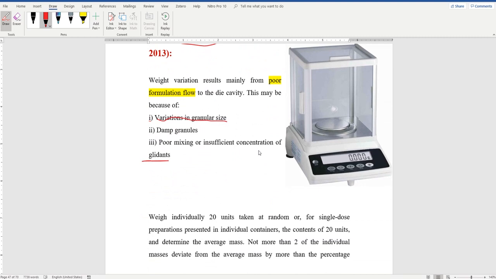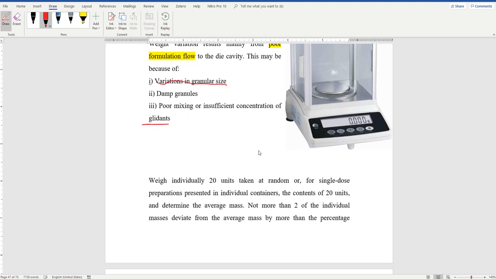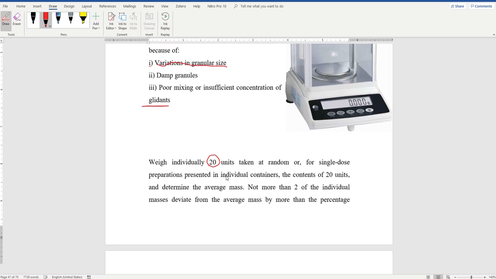So now we know what the reasons are that might cause weight variation. Now we want to talk about the procedure and how we can say that there is weight variation or there is no weight variation, meaning the batch passed the test or the batch of tablets failed the test. In the process you take 20 tablets, meaning 20 units, and then you will need to weigh each unit individually. So you will have a total of 20 weights, right?